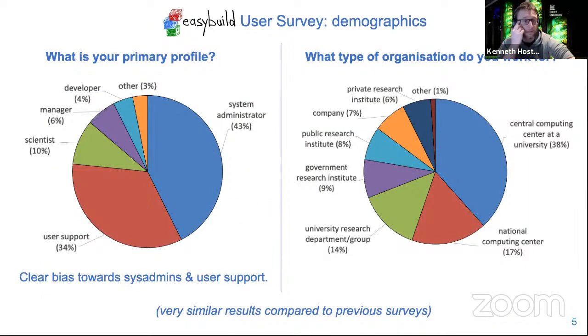To start with, the demographics of the EasyBuild user community. What kind of profile do people have? What type of organization do people work for? This is actually pretty stable over the years. We don't see big shifts here. Most people identify themselves as a system administrator or as a member of the user support team. Then there's a smaller part who are scientists or researchers, managers, software developers, and so on. Also the pie chart on the right, which shows what type of organization people work in, pretty much has the same distribution over the years.